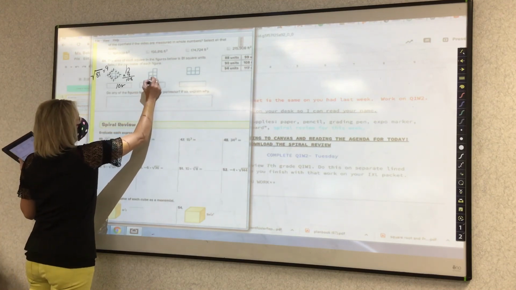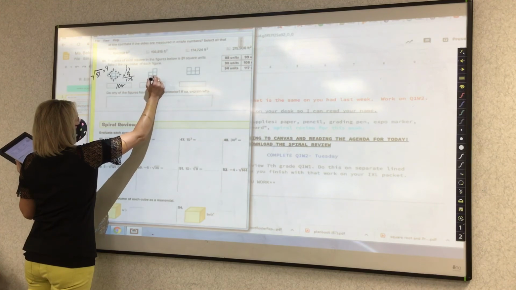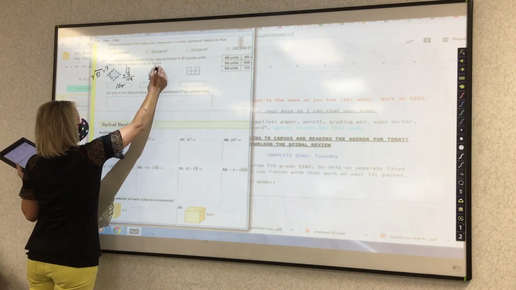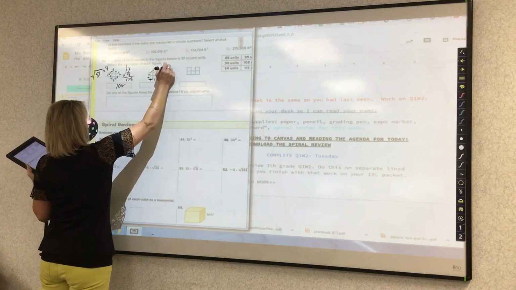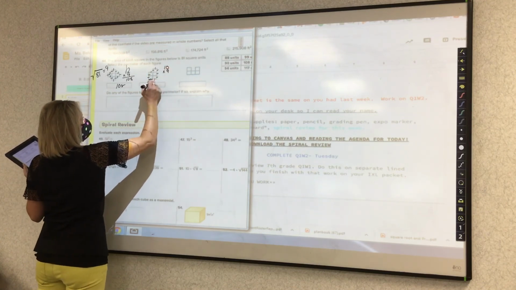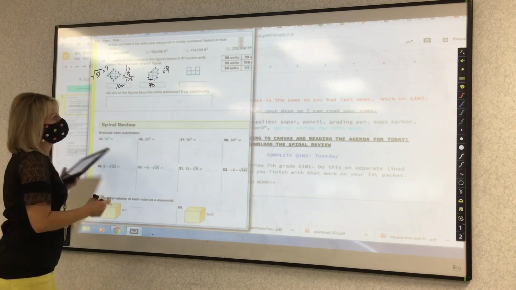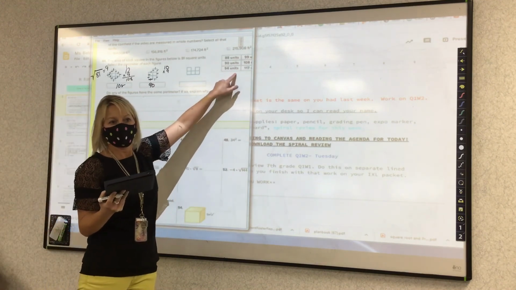This is 9 here too. So I have 1, 2, 3, 4, 5, 6, 7, 8, 9, 10. So that's 10 times 9, which is 90. Is that in my answer bank? Yes. So I know I'm doing it right.